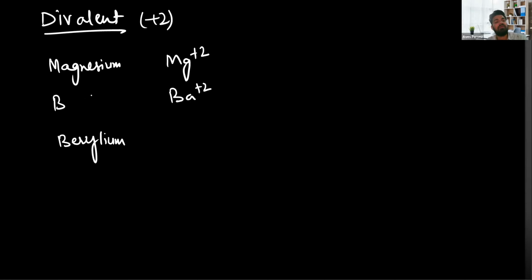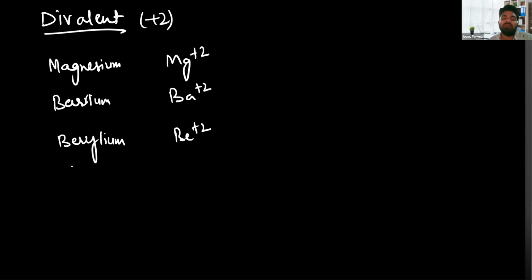Barium is spelled with a single R. What is double R? Beryllium, Be 2 positive. Magnesium, beryllium, and barium are similar sounding element names. Barium is Ba and beryllium is Be, 2 positive. Understood?